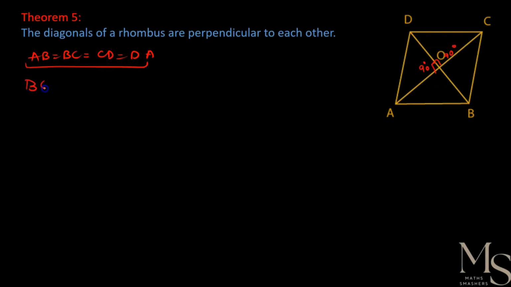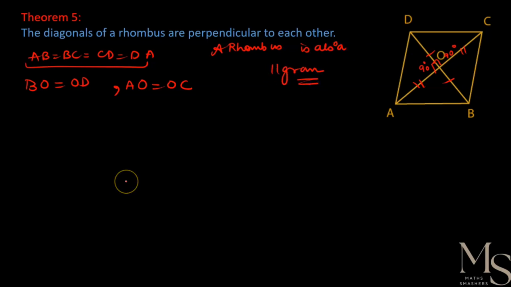That means BO is equal to OD and AO is equal to OC. This side is equal to this, and this side is equal to this, because a rhombus is also a parallelogram. Now it is clear. Now if I take two triangles, this one and this one, we know that DA is equal to DC, right? And DO is equal to DO, common, and AO is equal to OC, right?